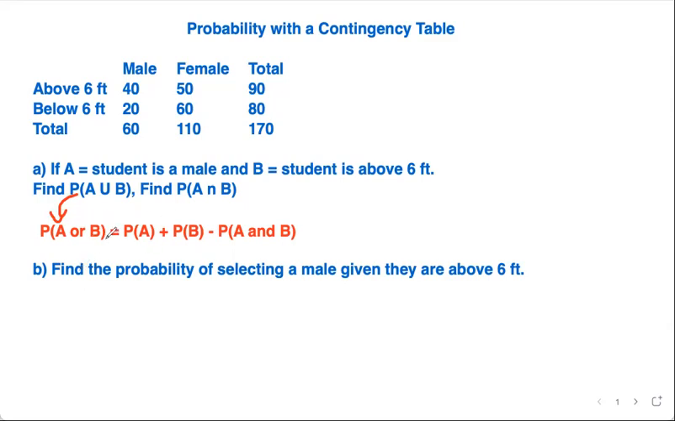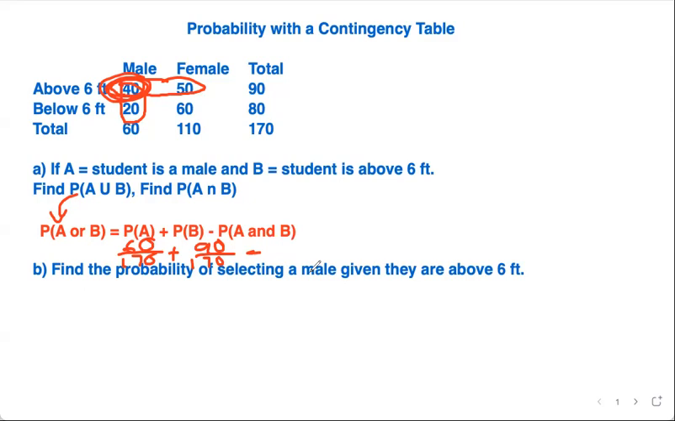Student is male. Looking at male, there's a total of 60 males. That's 40 plus 20 gives you 60 out of 170. Plus, student is above 6 feet. Well, the total is 90. That's 40 plus 50 to give you 90 out of 170. But notice the issue here. We double counted 40. That is why for the general addition rule, you have to subtract what's in common, minus 40 out of 170.